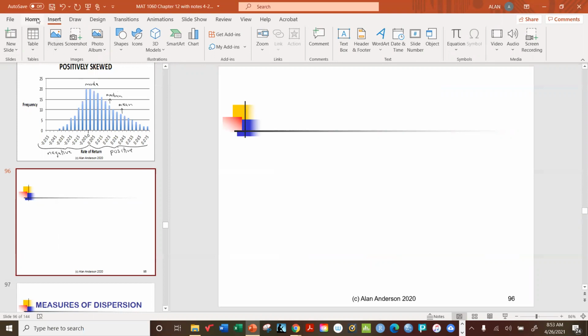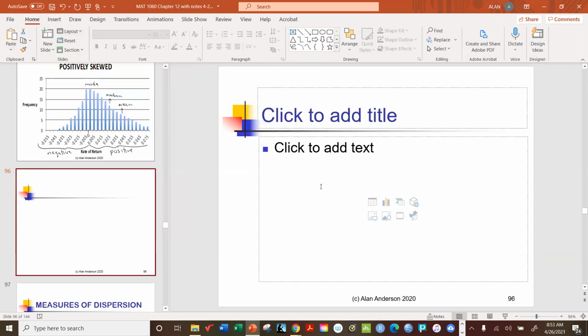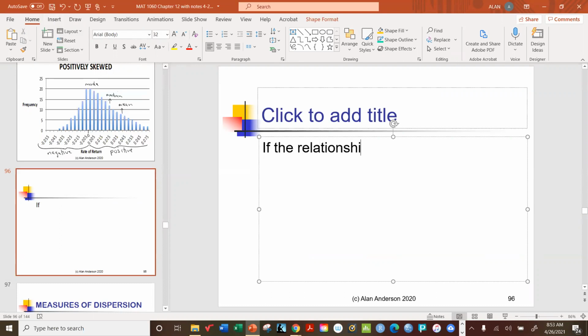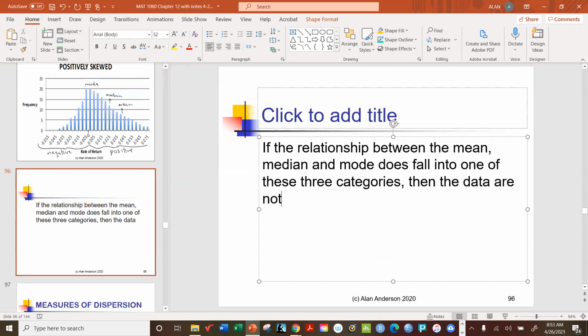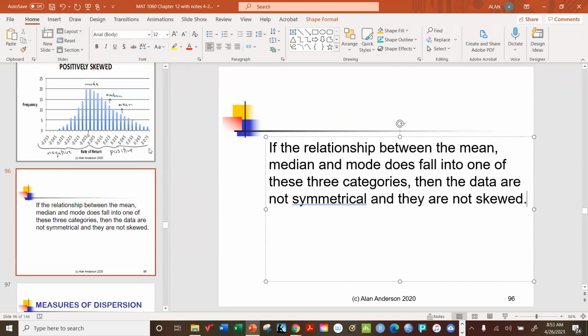Let's say that if the relationship between the mean, median, and mode does not fall into one of these three categories, then the data are not symmetrical and they are not skewed. There's no name for this situation, by the way. It's just, it could be anything.